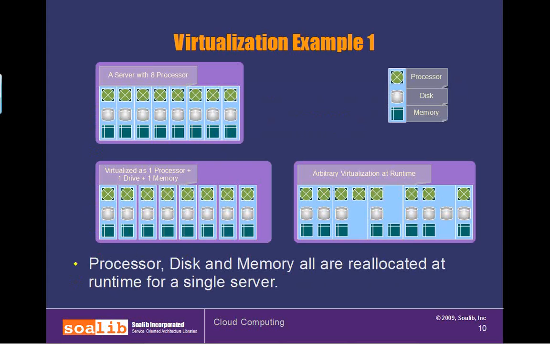In this simple example of virtualization, we have a system with 8 processors, hard drive, and memory. We can create 8 virtualized systems by making use of one processor per memory per hard disk. Or we can create virtualized servers by mixing various numbers of processors, memory, and disk drives. The latter is the true advantage of virtualization, as we can scale the system either at runtime or install time.